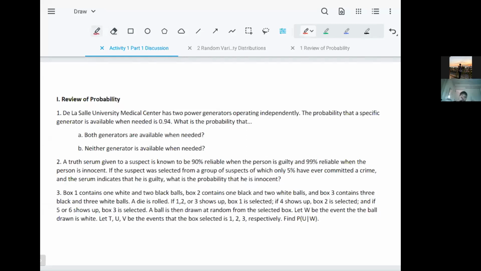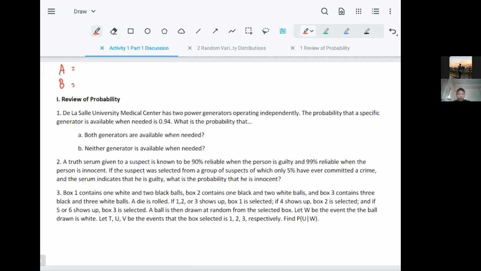Okay, so number 1, the La Salle University Medical Center has 2 power generators operating independently. The probability that a specific generator is available when needed is 0.94. So what's the probability that A, B? So first step will be, define muna kung ano yung events A and B.